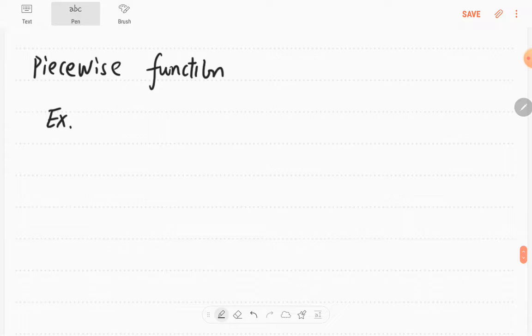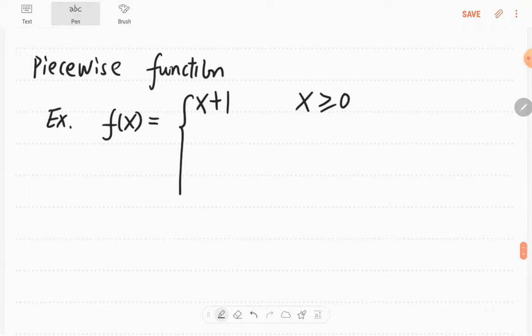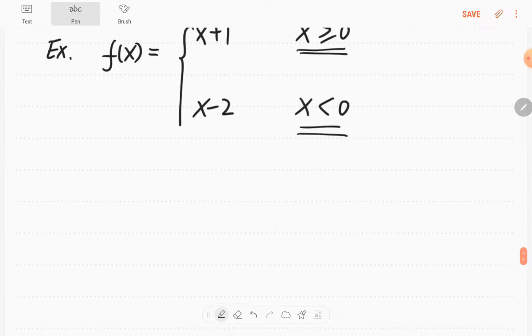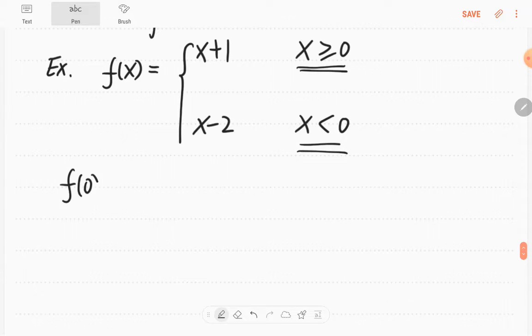One example is f of x equals x plus 1 when x is greater than or equal to 0. If x is less than 0, it's equal to x minus 2. So be careful. For different values of x, it will give you a different expression. Now let's look at f of 0. When x equals 0, which branch does it belong to? The top branch or the lower branch? Of course, the top branch, because the top branch says x is greater than or equal to 0, so 0 is included. So we take x plus 1, and 0 plus 1 equals 1.